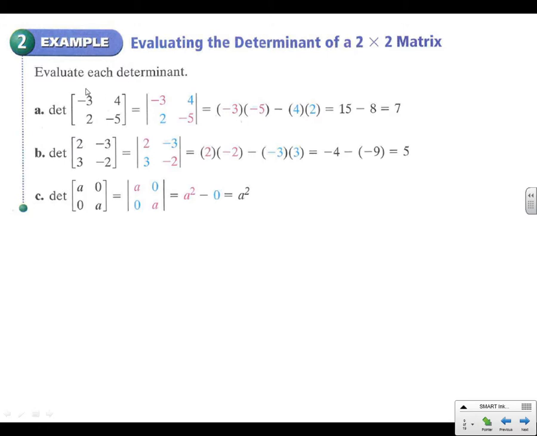What's the determinant of this matrix? Well, it would be negative 3 times negative 5. We list that here. Minus, now we're going to multiply up.